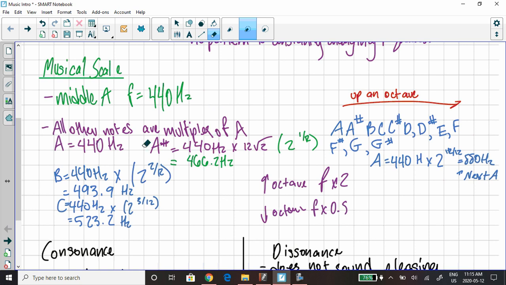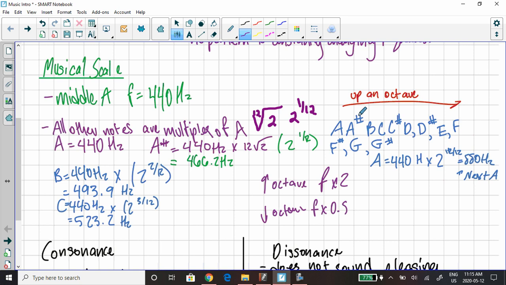For example, the next note is A sharp. So to get the frequency for A sharp, you take that original 440 hertz and you multiply it by the 12th root of 2. Let me rewrite this for you. The 12 is in here, it's not 12 times that. Or if you want to write it as a fraction, it's 2 to the 1/12th. If you put that in your calculator, you'll get 466.2 hertz. And we've gone to A sharp.